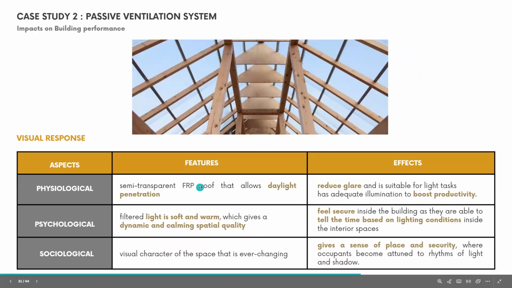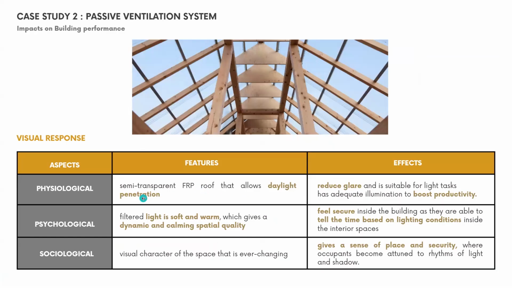And then we look at building performance visually. In the physiological aspect, it helps to reduce glare, and it provides adequate illumination to boost productivity because of this semi-transparent FRP roof that allows daylight penetration. Psychologically, it helps the user feel more secure inside the building because of the transparent FRP. They can tell the time based on lighting conditions. And sociologically, it gives a sense of place and security because occupants can see the rhythm of light and shadow.